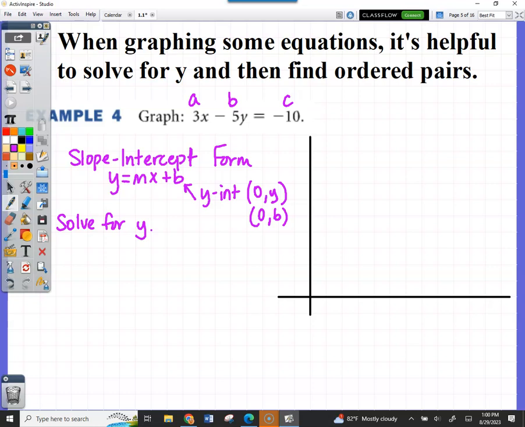So let's take it. 3x minus 5y equals -10. The goal is to get y by itself. So I would move that 3x over, which means it becomes negative. Now, you could tack it on the end of the -10. I personally like to put it right after the equal sign because of the mx plus b format. And then I need to divide by -5.